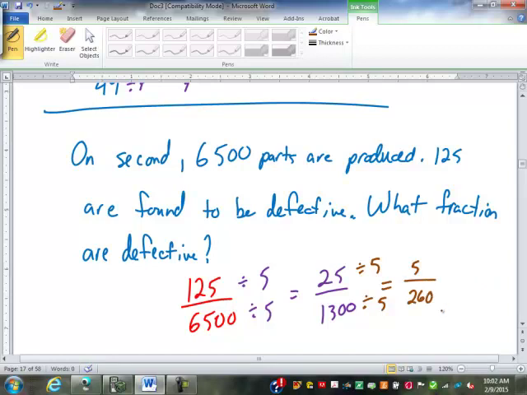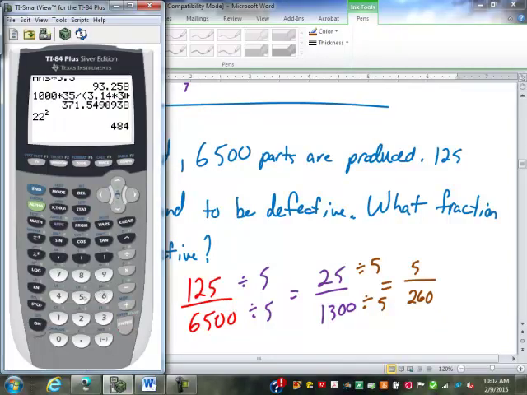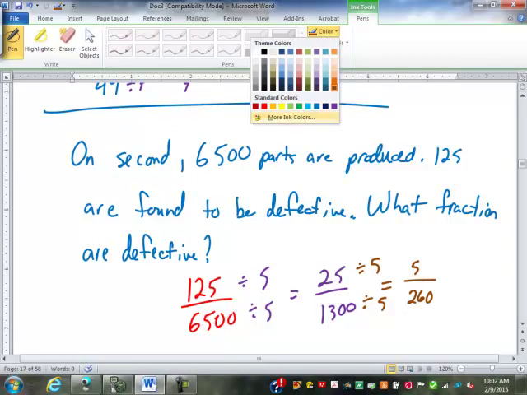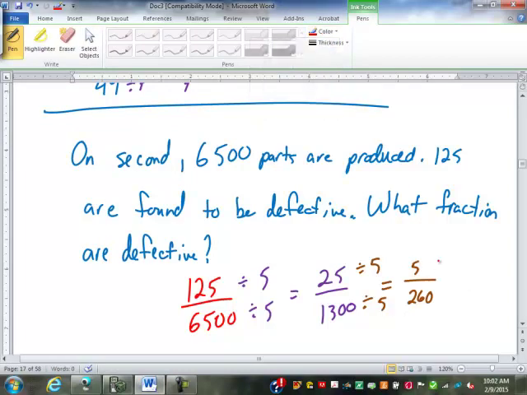Then what? Just keep going with 5. Actually, that's not right, is it? 260 isn't correct, is it? It's not. 1,300 was right, but the 260 is not. We can still reduce by 5. That gives us 1 over 52.